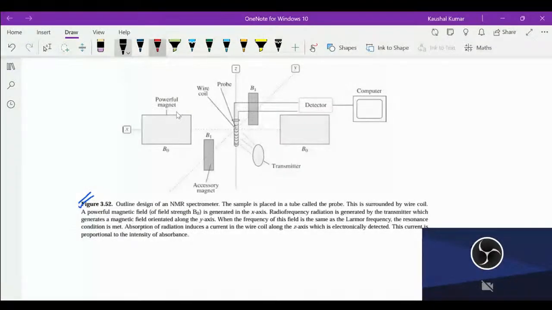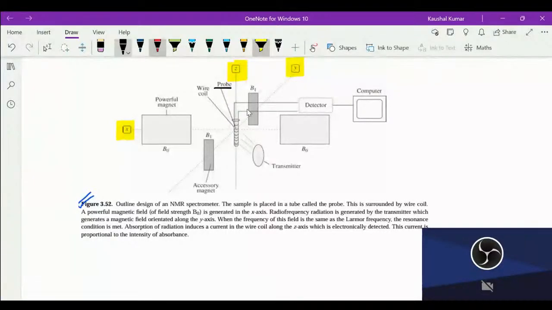Okay, so this is the power of the magnet. Then you are using an accessory magnet. Then you have a probe, wire coil, transmitters. This is the Z axis, Y axis. Where is the X axis? This is the X axis. So the thing which you are seeing is the Z, Y, X axis. So this is a probe.